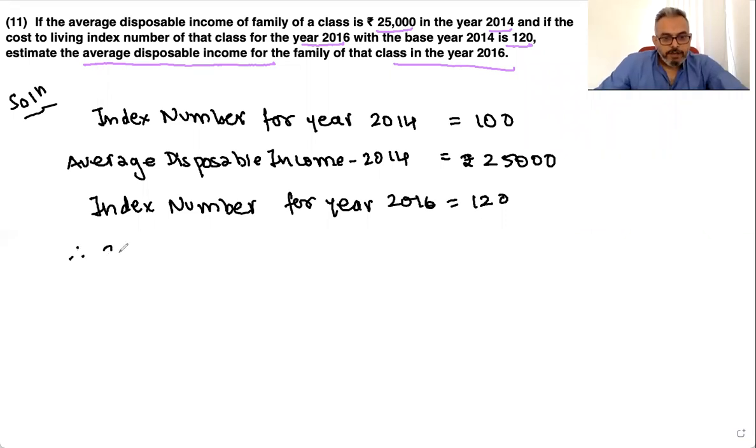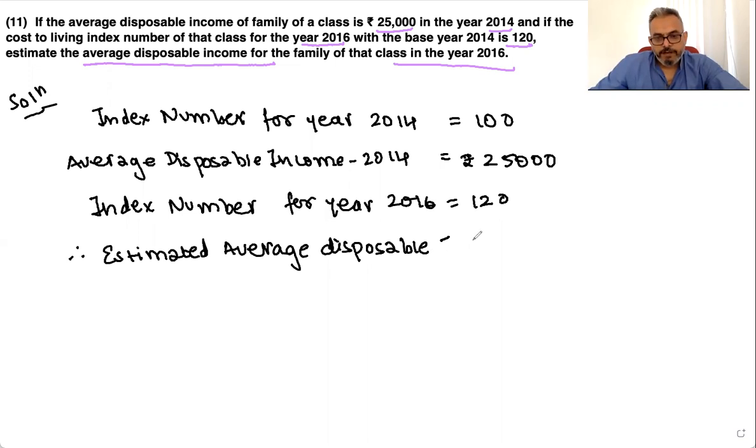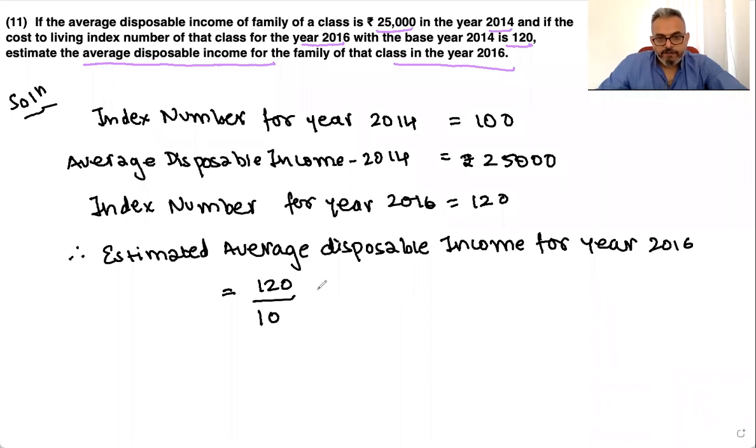Therefore, estimated average disposable income for year 2016 is equal to index of current year upon index of base year into 25,000, which is equal to rupees 30,000.